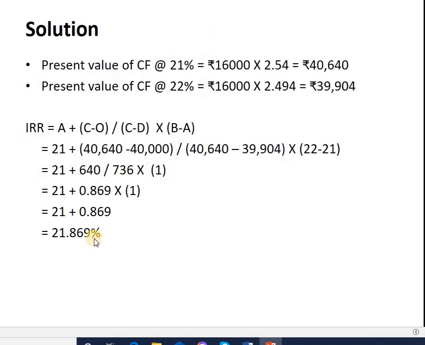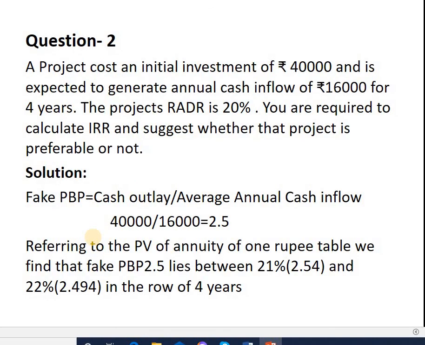So our calculated IRR is greater than the cutoff rate, which is 20%. So we need to accept the project. Thank you. These are the problems based on the RADR approach.